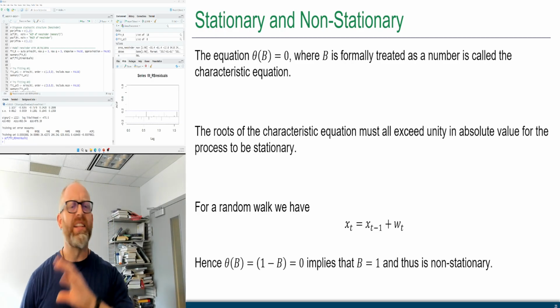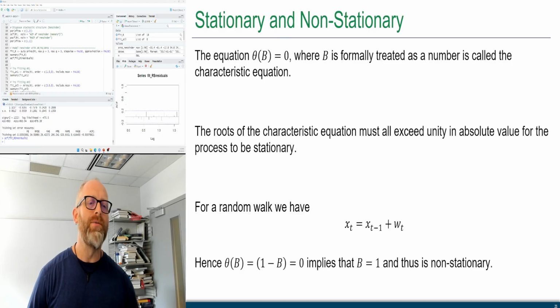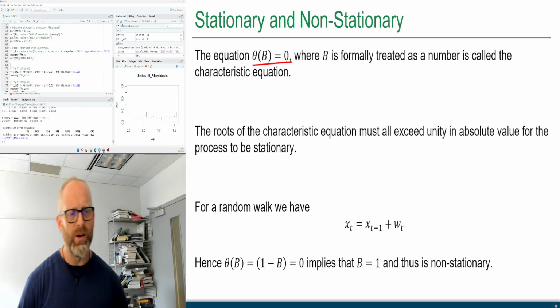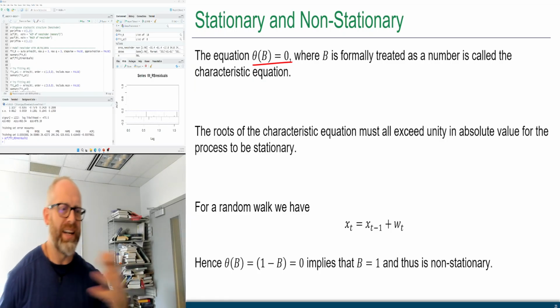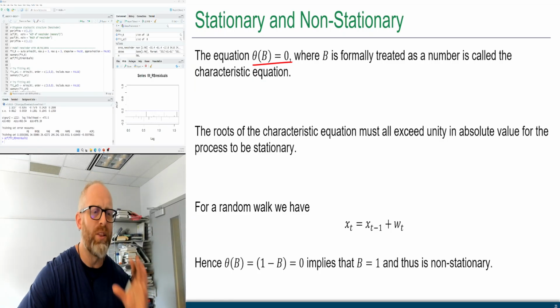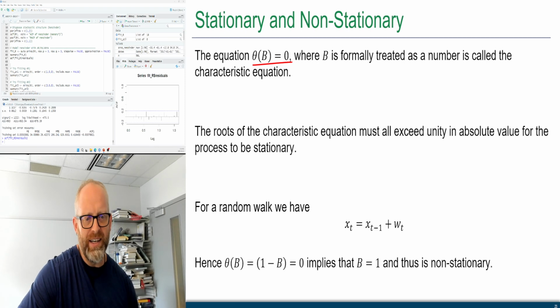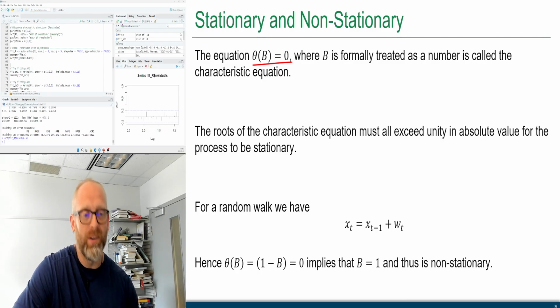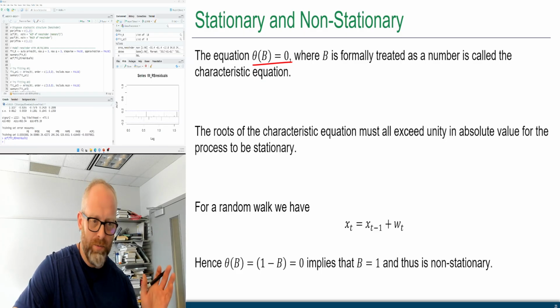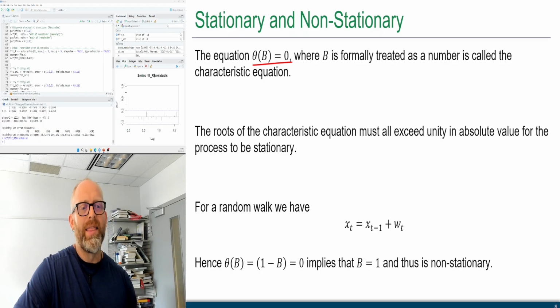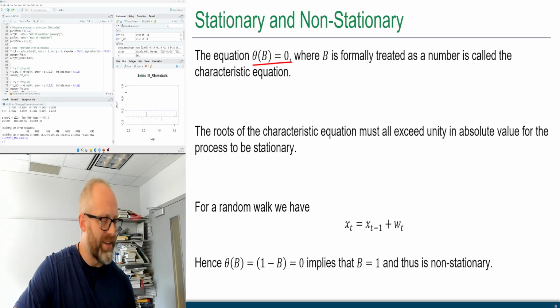So here's the theory all wrapped up quickly. The function in terms of b that we set equal to 0 gives us the characteristic equation. If we look at the roots of this, if they all exceed unity, so if they are all greater than 1 in terms of absolute value, so it could be greater than positive 1 or less than negative 1, but it can't be 1 or negative 1 or anything smaller or in between, but if it's outside of that range, then we say this process or this time series is stationary.